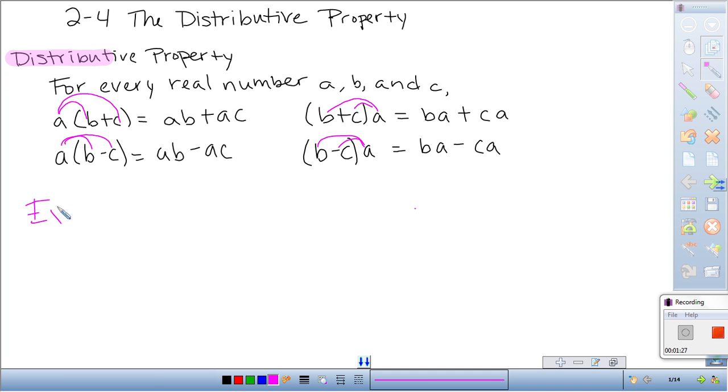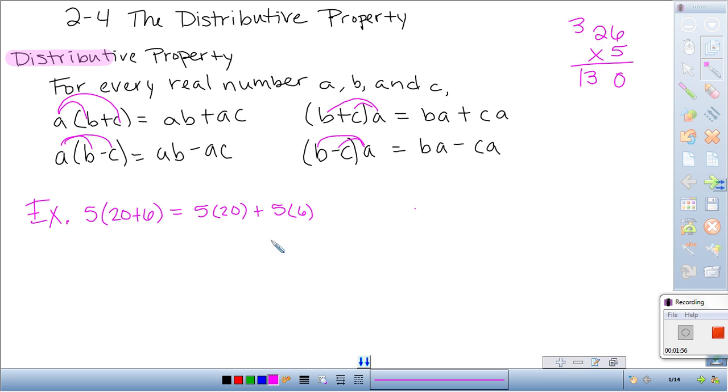Here are some examples with real numbers. 5 times the quantity 20 plus 6 is 5 times 20 plus 5 times 6. So most of you would say, well, why don't we just use PEMDAS? And you can. 20 plus 6 is 26, and then you would do 26 times 5. 5 times 6 is 30. 5 times 2 is 10 plus 3 is 13, so that's 130.